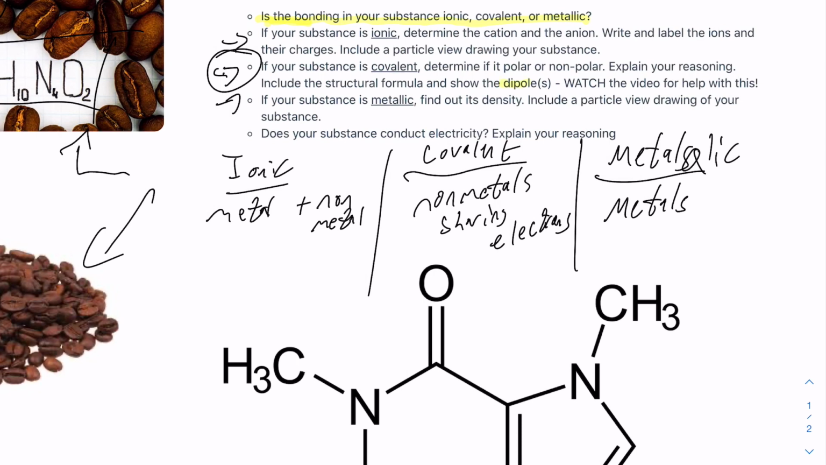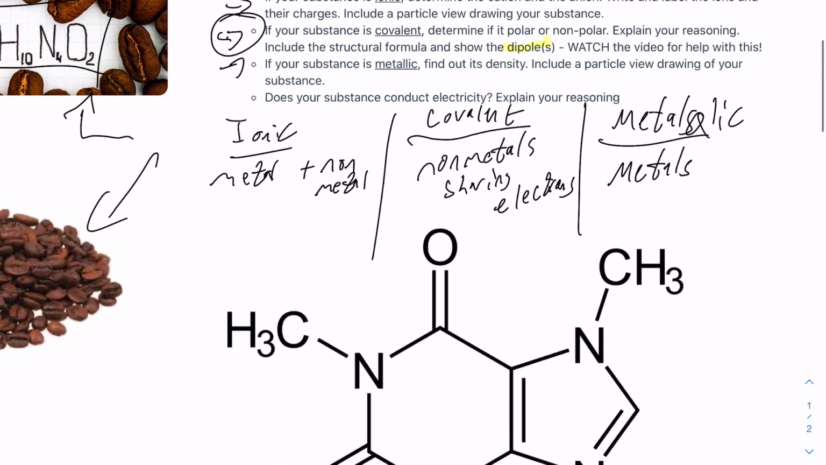So the dipoles, what that means is within a polar molecule, we have parts of the molecule that are positive and parts of the molecule that are negative. Right? Our common example is water, which is a polar molecule. It is negative on the oxygen side and positive on the hydrogen side.